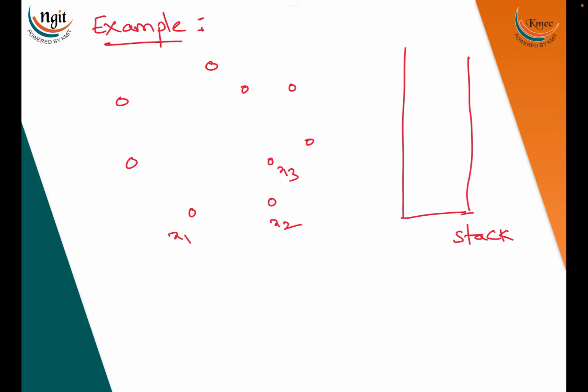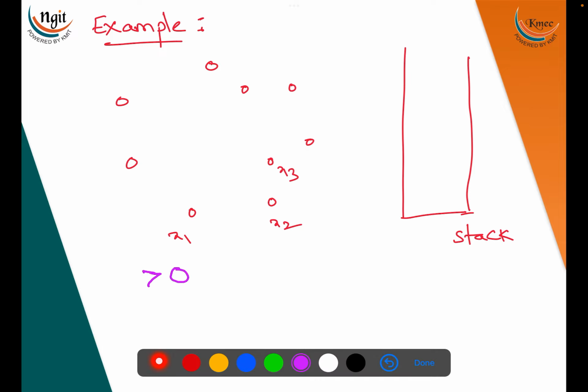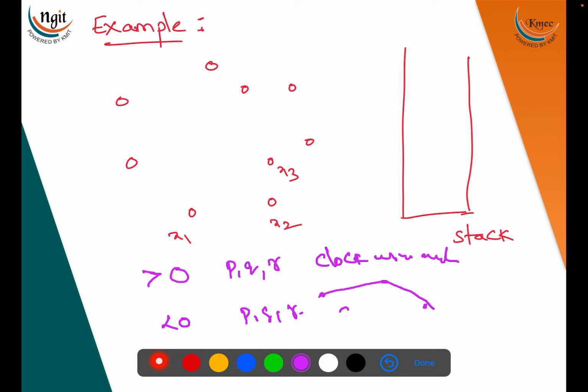If that value is greater than 0, then P, Q, R will be making a clockwise angle. That means P, Q, R, clockwise angle. If it is less than 0, they are moving in an anti-clockwise direction. That means P, Q, R, this direction. As we saw in the previous figure, in the Graham scan algorithm we always want an anti-clockwise angle, so we want to sort them in increasing order. Now we will choose the point from where we are moving.